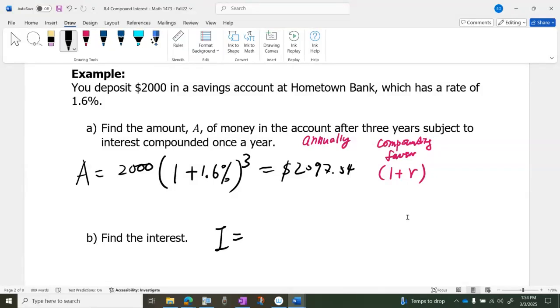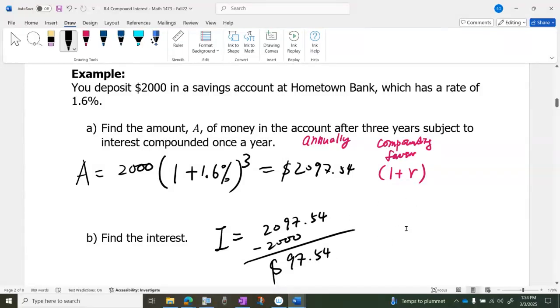Formulas are good. Only when you really understand the formula can you quickly apply it. But if you just know how to apply the formula by using common sense, that'll be very cool as well. The interest is of course the extra money. That's how much money you have after 3 years, and 2000 is how much money you put in at the very beginning. Then the difference, 97.54, is the compound interest amount in dollars. Is that clear, everybody?